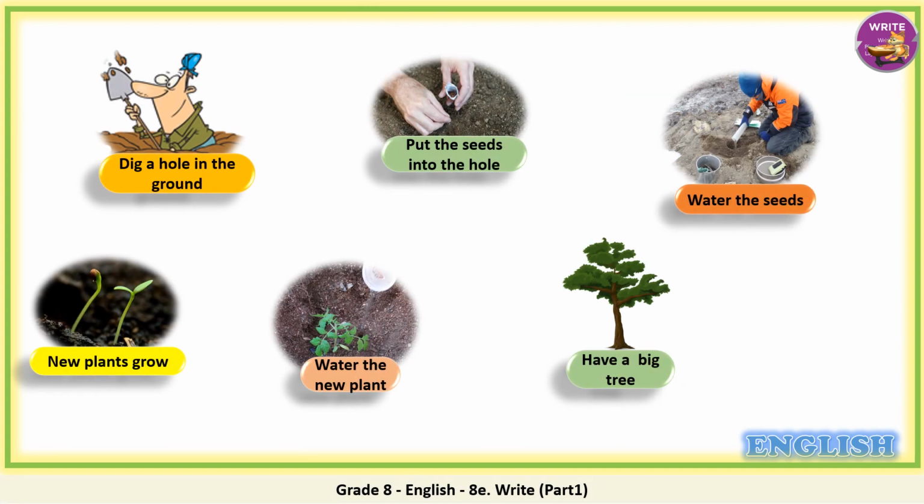Very good. So the first step is dig a hole in the ground. Second, put the seeds into the hole. After that, water the seeds. Then, new plants grow. After that, water the new plant. Finally, you will have a big tree. Very good, guys.